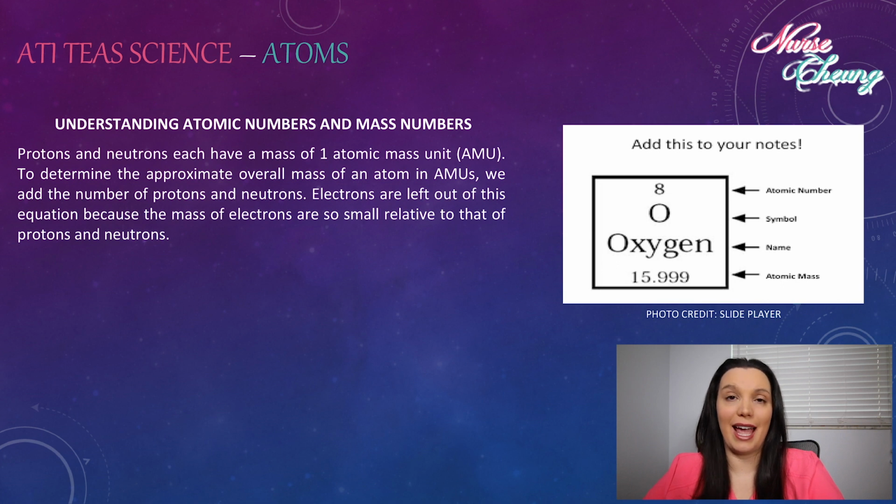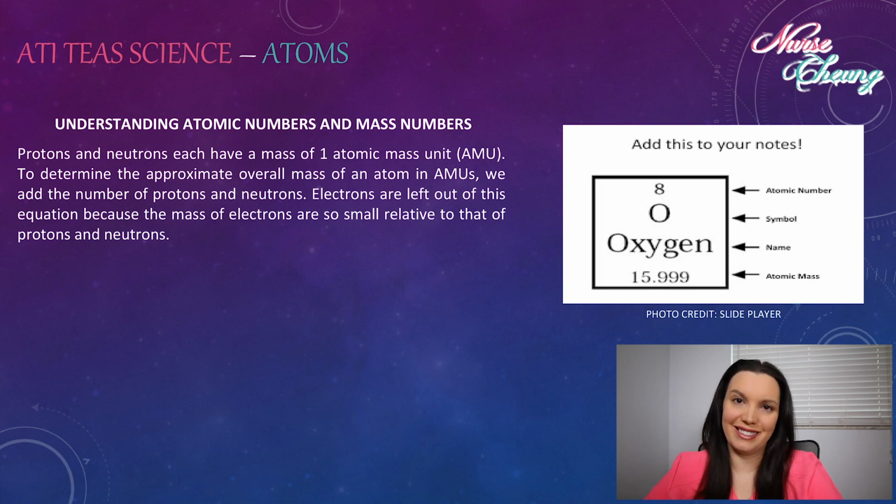Protons and neutrons each have a mass of 1 atomic mass unit. That is also known as AMU. To determine the approximate overall mass of an atom in AMUs, we add the number of protons and neutrons. Electrons are left out of this equation because the mass of electrons is so small relative to that of protons and neutrons.